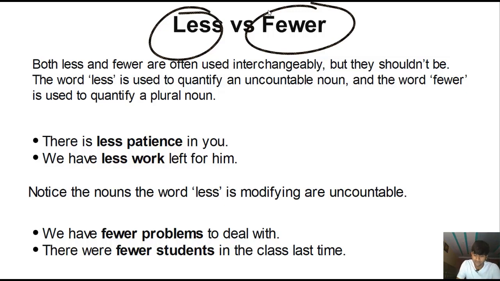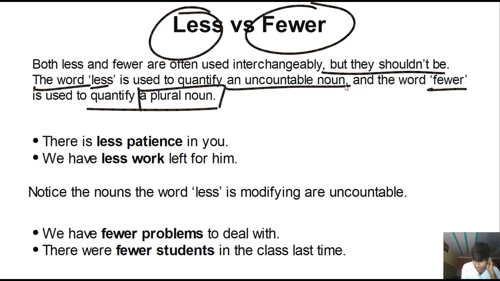Both less and fewer are often used interchangeably, which they shouldn't be, right? The word less is used to quantify an uncountable noun, and the word fewer is used to quantify a plural noun. Okay. This is what you have to focus on. Less, uncountable noun. Fewer, plural noun, countable noun.